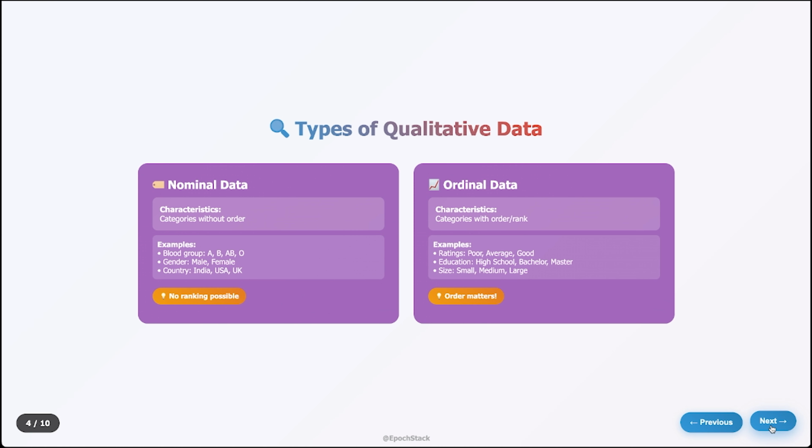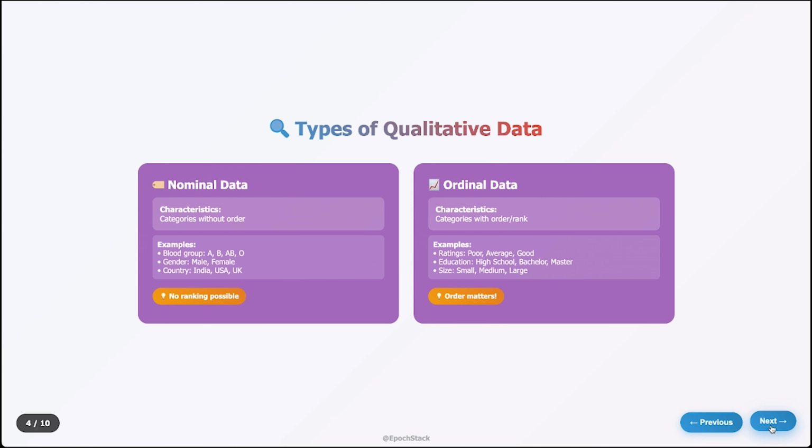Now there are two types of qualitative data. First is nominal data and the second is ordinal data. In nominal data, the categories are without order. For example, blood group, which can be A, B, AB or O negative. Then gender, male or female, or country, it can be any country, India, USA, UK, China or any country. Here you can see one thing, that there is no order in the categories. There is no ranking. But in the case of ordinal data, there is an order or a ranking.